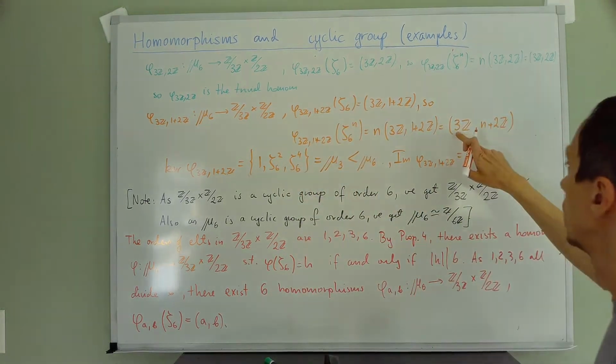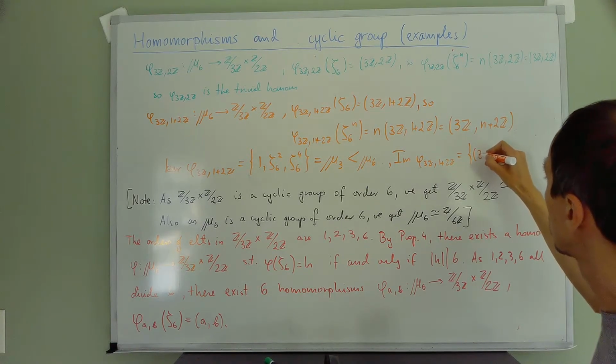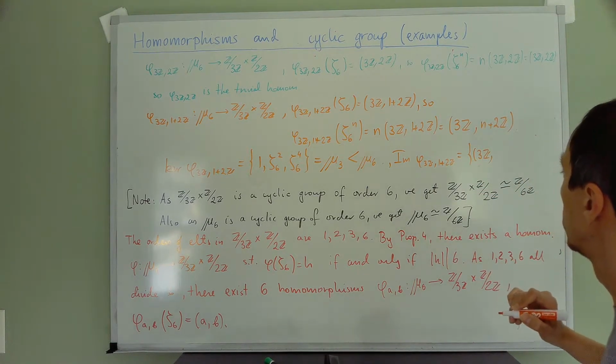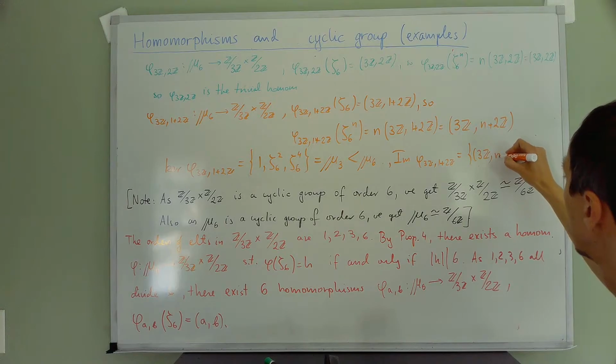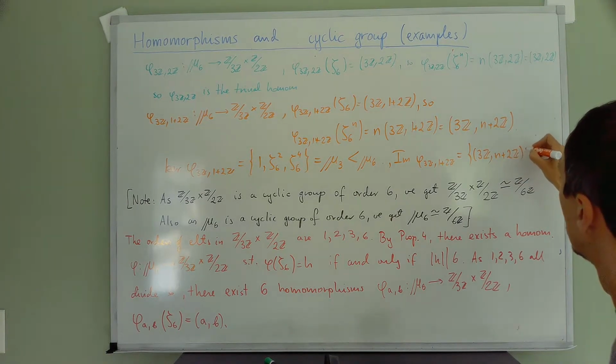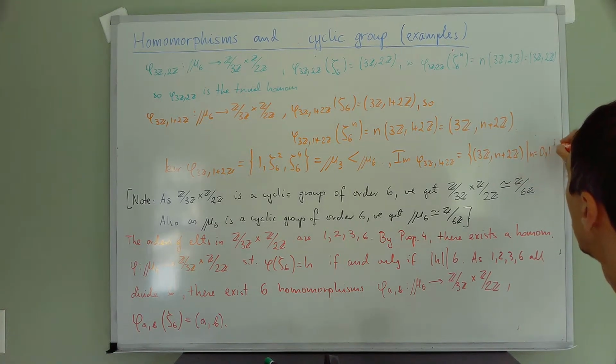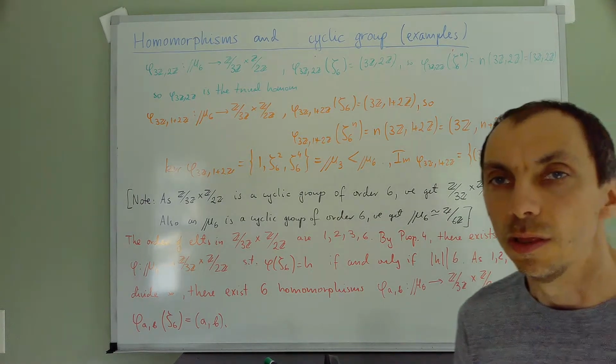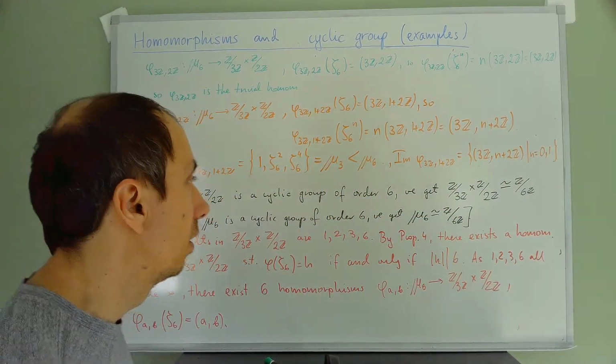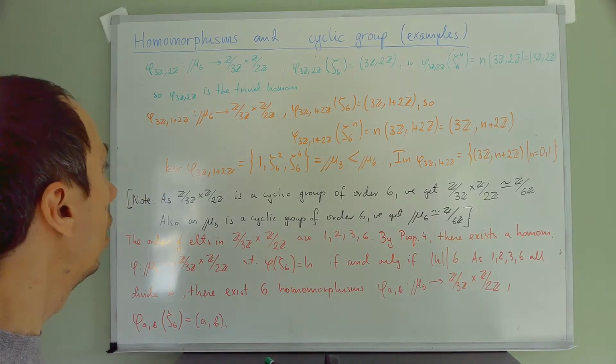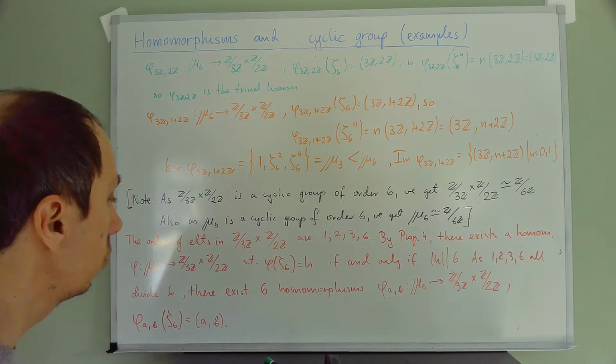Well, what can you get? You always get 3z on the first component. And the only two different things you can get are 0 and 1. So you get this subgroup of z mod 3z cross z mod 2z.